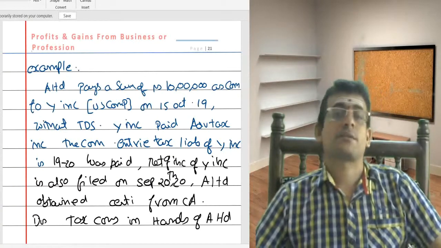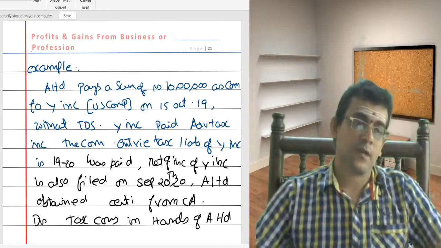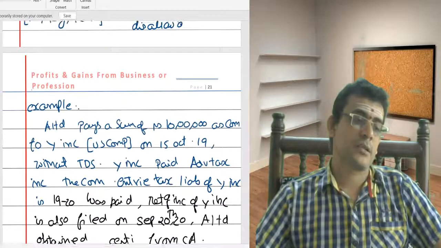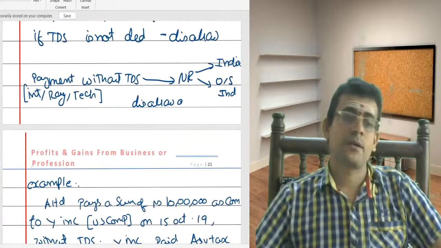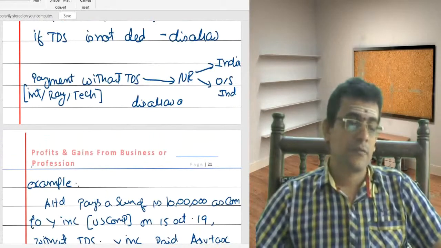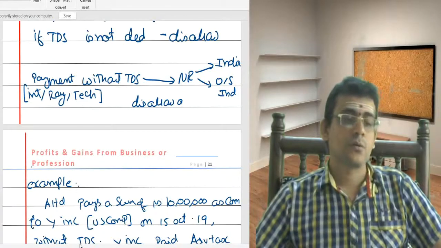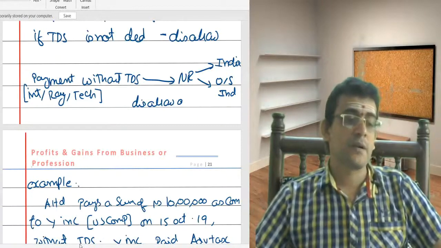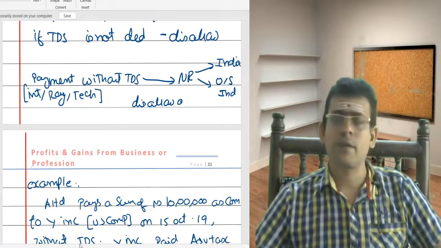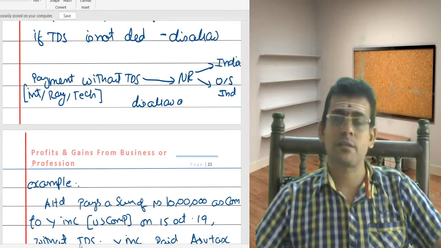Now, for this, we need to understand. Let us quickly summarize 40A subsection 1. Only 3 points I need to see. Payment made without TDS. To whom is the payment made? To a non-resident. Where is the payment made? Either in India or outside India. Here, A Limited is making a payment of 10 lakhs to a US company. So, non-resident, irrespective of the place of payment. If this payment is made without TDS, what does the Act say? Disallow. I will simply disallow that expense. So this entire 10 lakhs paid without deduction of TDS has to be disallowed.